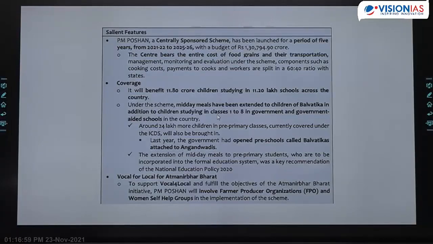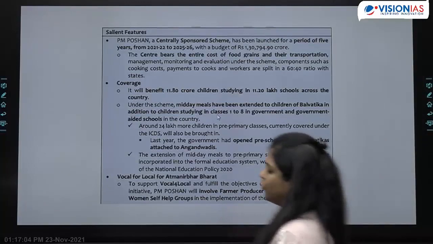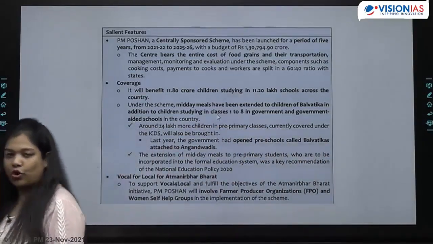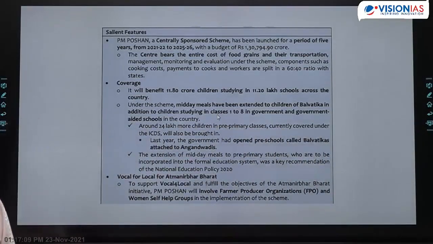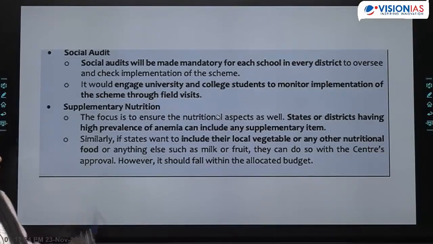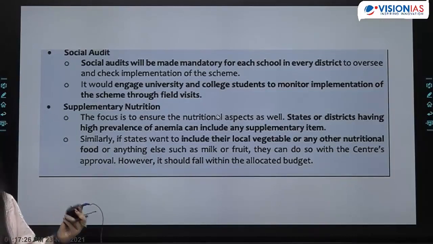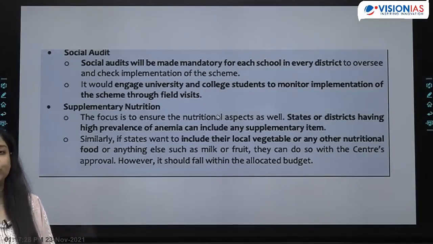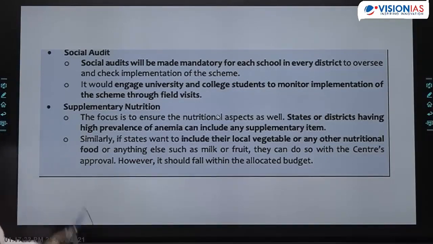Then they are saying that in order to promote or to fulfill the objectives of Atmanirbhar Bharat or Vocal for Local, we are going to take help of women self-help groups or farmer producer organizations. Then remember I told you social audit was not happening because after 2015 the contracts of TISS have not been renewed. So it has been said that social audit will be made mandatory and the university and college students will be engaged so as to ensure proper implementation. Is that very clear? Through field visits.